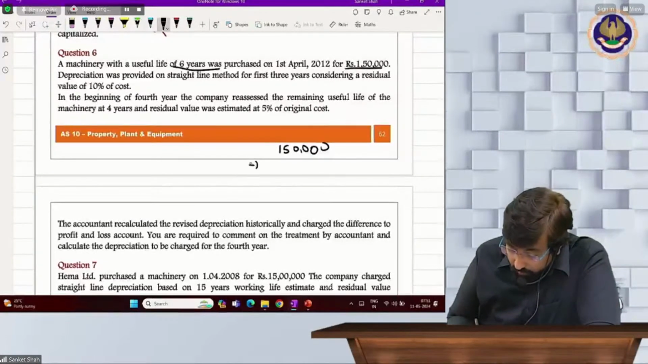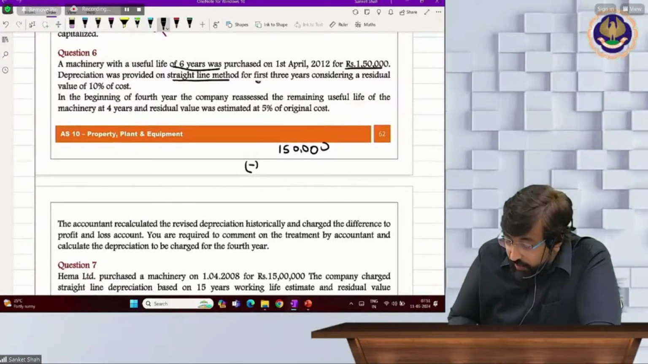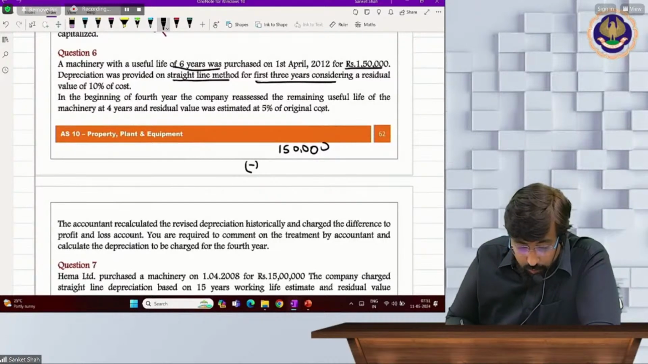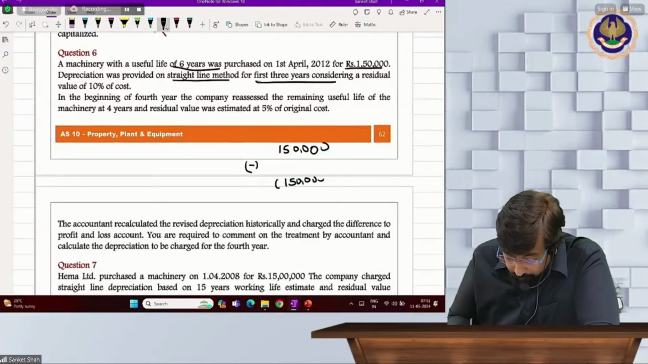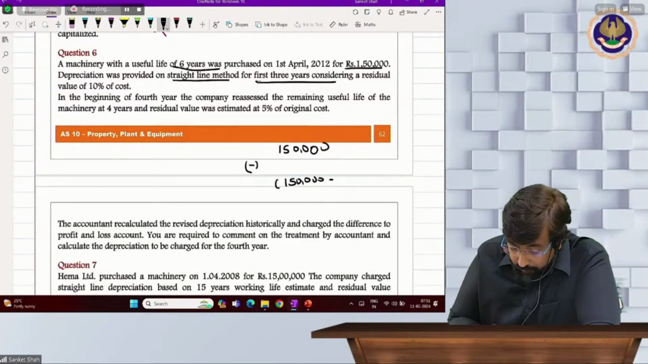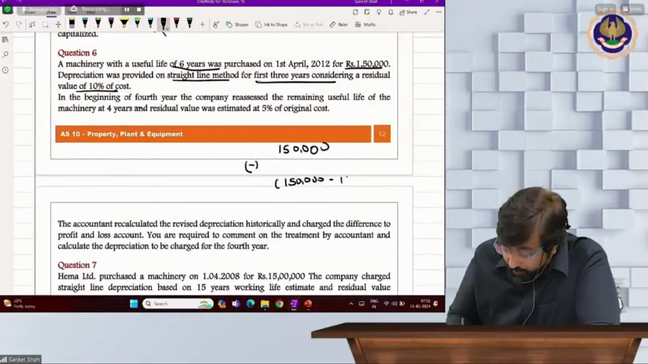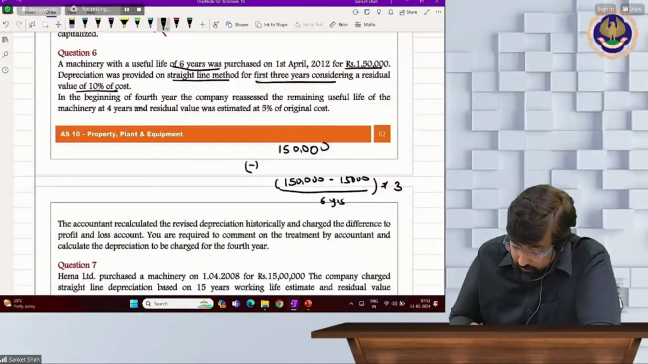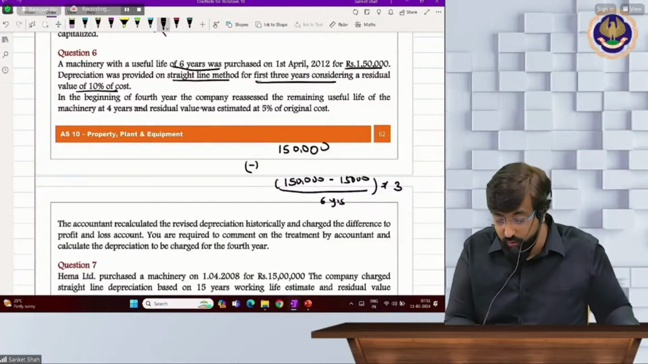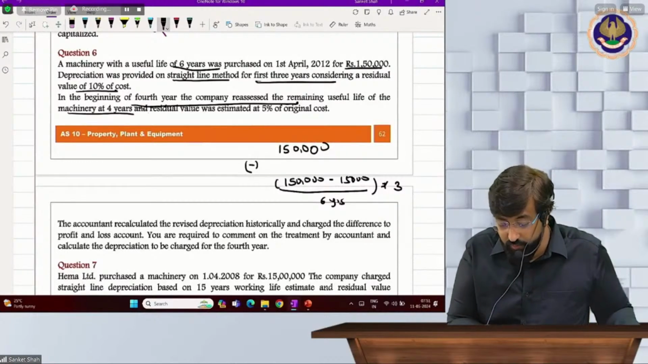Now, depreciation on straight line method for the first 3 years after considering 10% of cost. So, what is the depreciation and what is the residual value? Residual value is 10% of the cost, so 15,000. Life is 6 years, and you have finished 3 years. So, what is the depreciation amount? Because you reassess the depreciation from the fourth year.